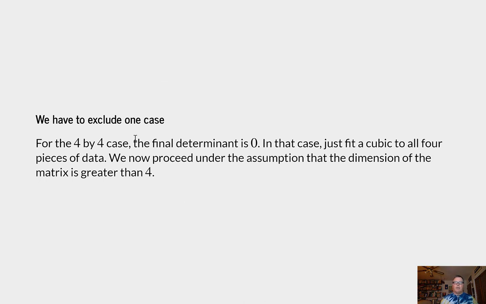I do have to exclude one case. If I have only the 4x4 case, so t0, t1, tau 0, tau 1, tau 2, and tau 3, and I set up this system in this way, the determinant is going to be 0 no matter what h's I get. And that's not going to bother us because if I have four data points, I can just fit a cubic to all four pieces of data. I don't need to do anything fancy with splines. You use one cubic all the way across it. So I'm now going to proceed under the assumption that the dimension of the matrix is greater than 4.